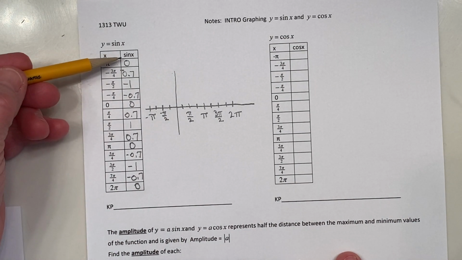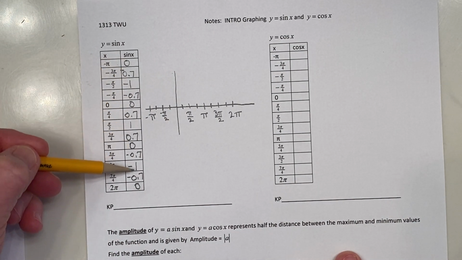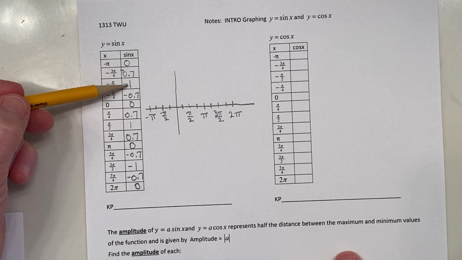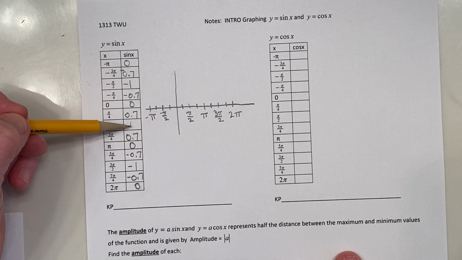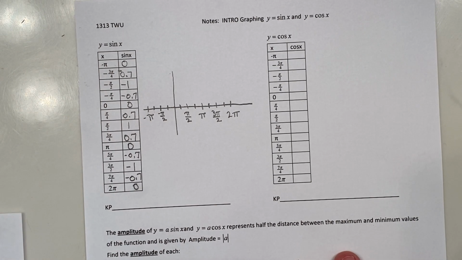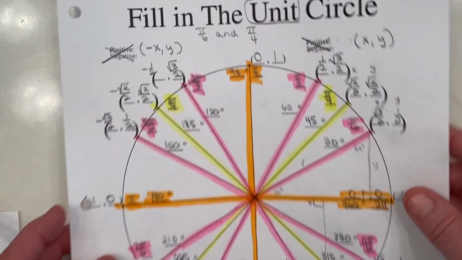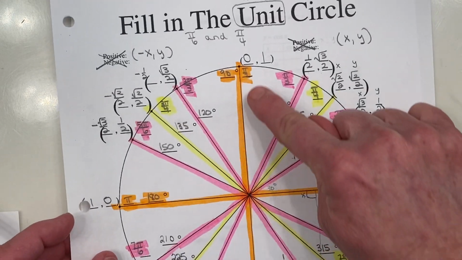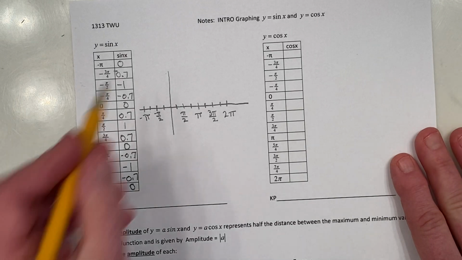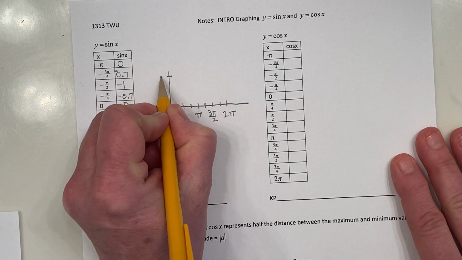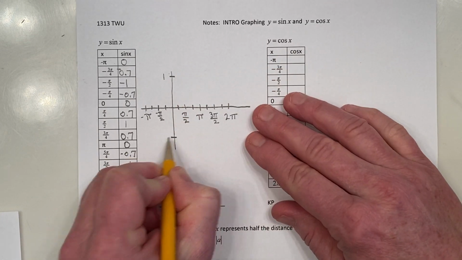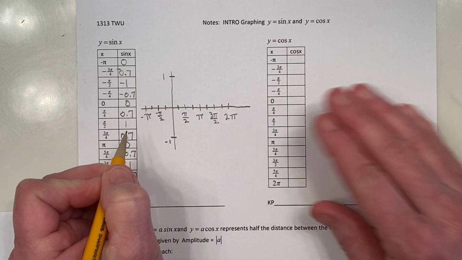Well, the first thing I'm going to do is scan down the sine of x column, and I'm just going to look at the numbers, and it looks like the lowest I get to is negative 1, and the highest I get to is positive 1. And that makes sense because the range on sine would just have us go from y equals negative 1 to y equals positive 1. So I might say, okay, this is positive 1, trying to keep that same distance down here. This is negative 1.